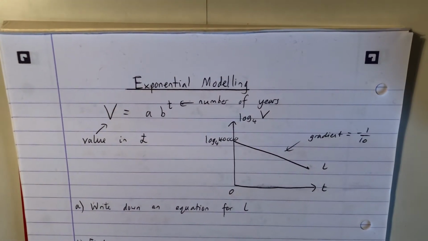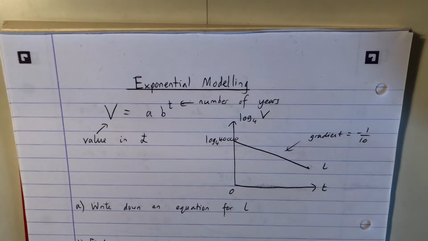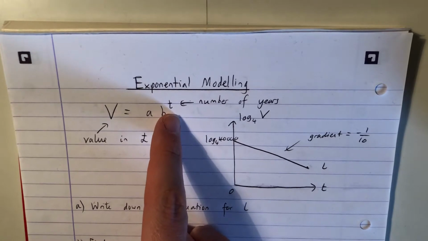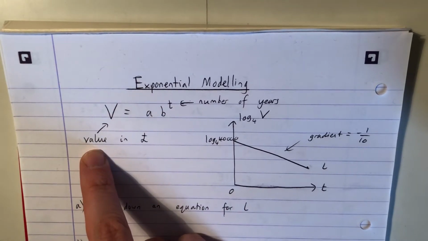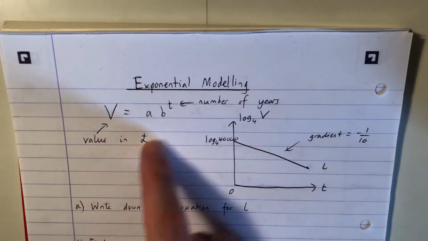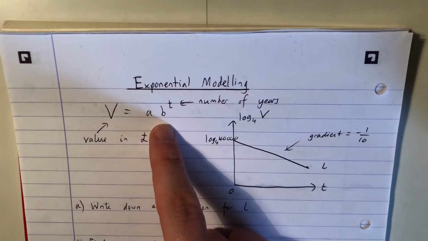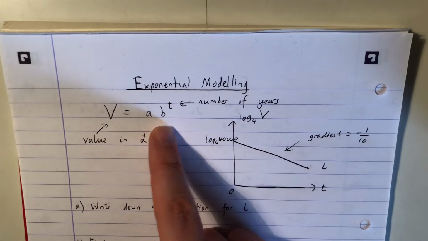Okay, just going to go through a request from Year 12 Single Maths, a question to do with exponential modelling. We've got a question about the value of a car after purchase. So V is equal to AB to the power of T. V represents the value of the car in pounds. T represents the number of years after purchase. And A and B are two constants that we have to work out.